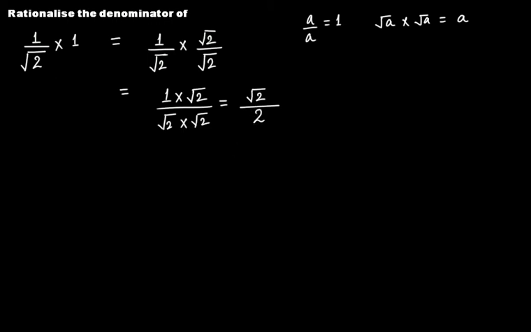So now you can see that in the original number the denominator was an irrational number, but now 2 is actually a rational number. 2 is a rational number because 2 can be written as 2 by 1. So any integer is a rational number. So we have rationalized the denominator of this number.